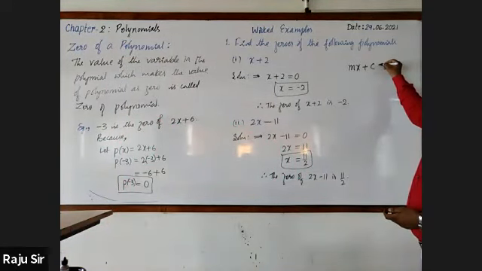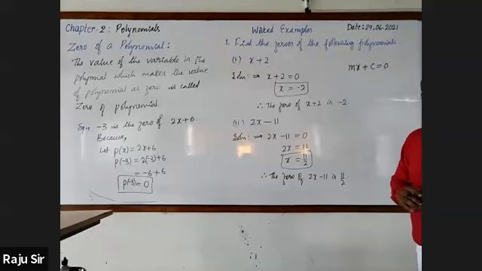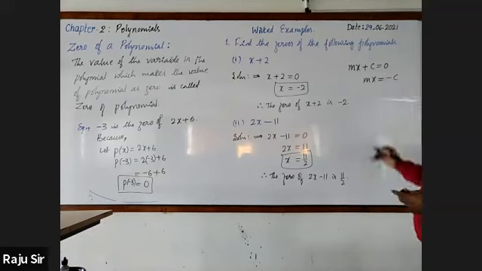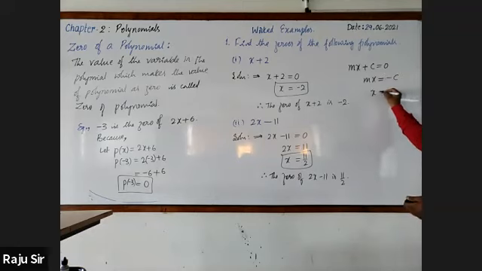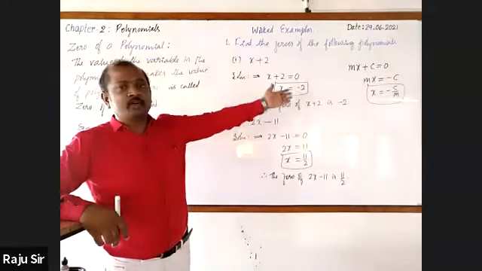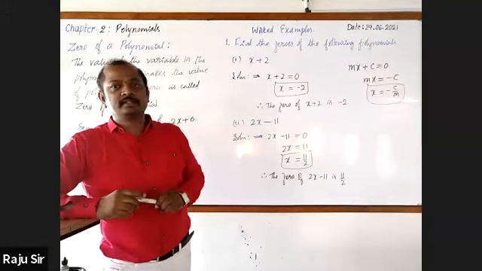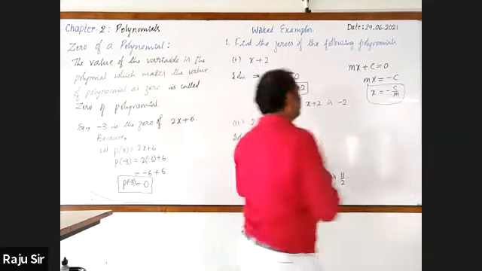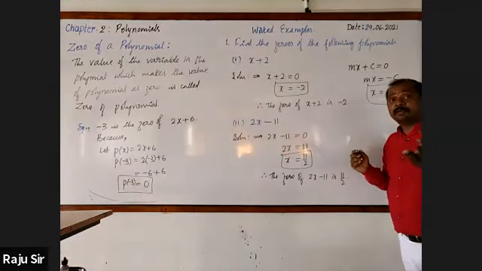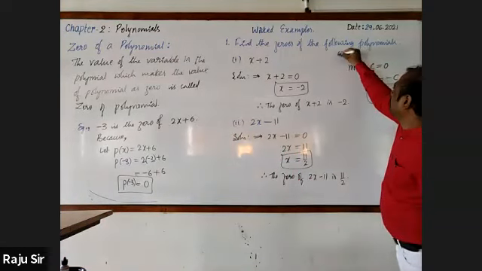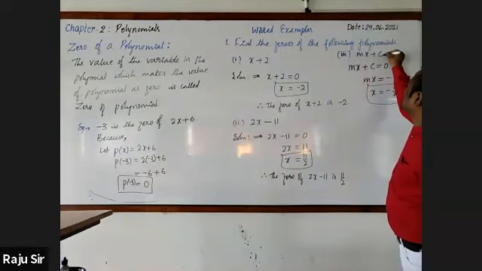mx plus c is there. We are going to find out the zero. So it will be mx equal to minus c. Then x is equal to minus c by m. Very good. Minus c by m is the zero of the polynomial mx plus c. Copy the same example. I have given the same. Right, mx plus c.